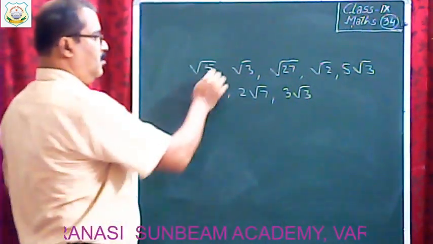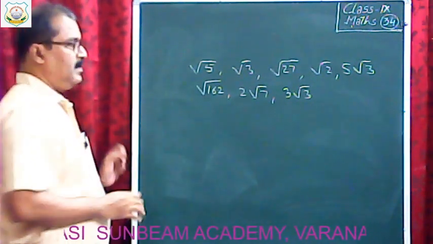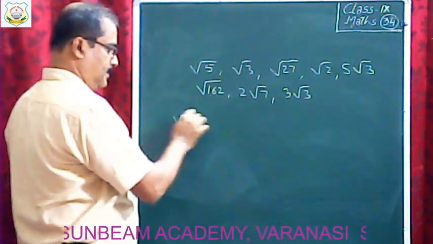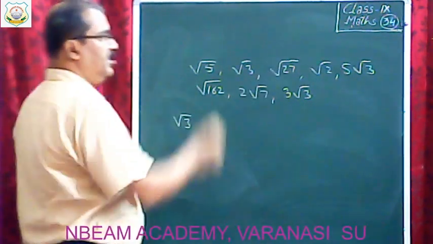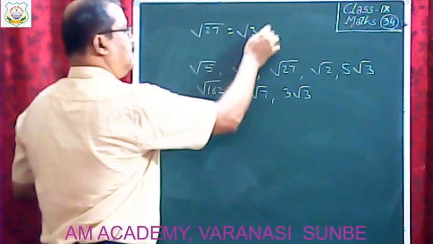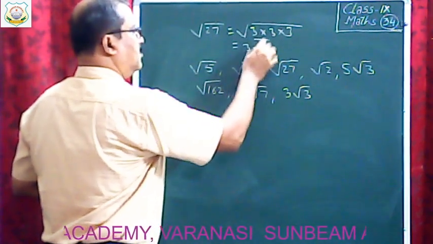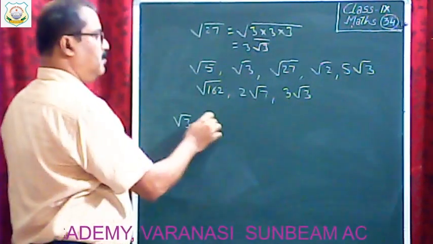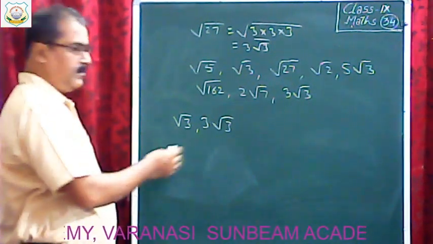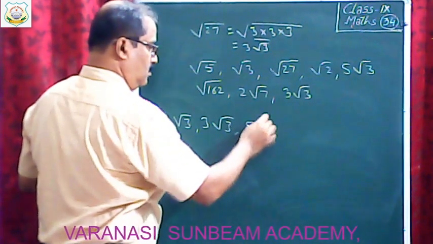Square root 5, square root, all are in square root. The order remains same. Now check the radicand. Square root 3. Square root 27 means what? You have to express this in simplest form. Then we get 3 square root 3. So 3 square root 3, radicand same. Thereafter 5 square root 3.